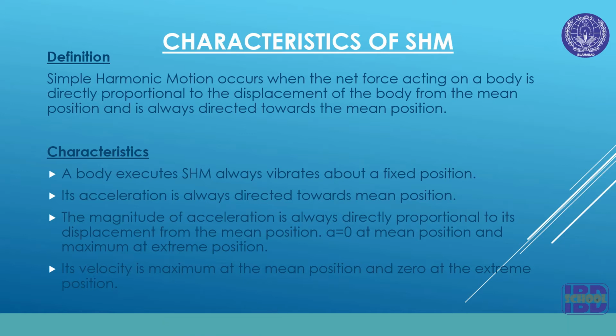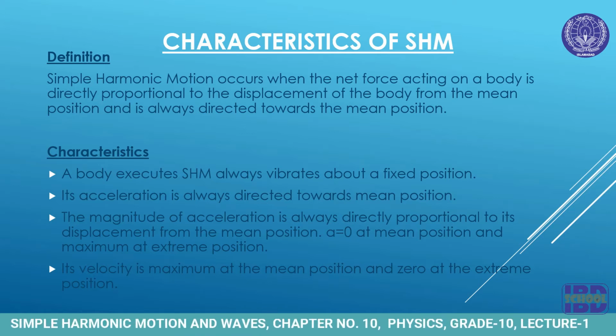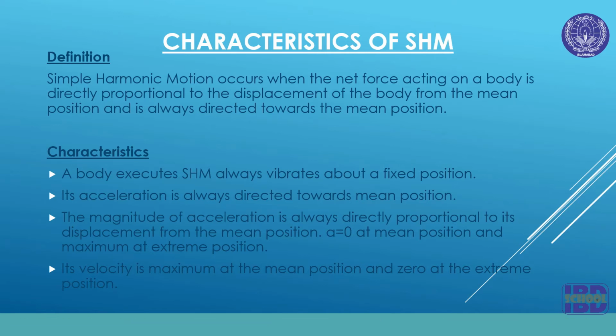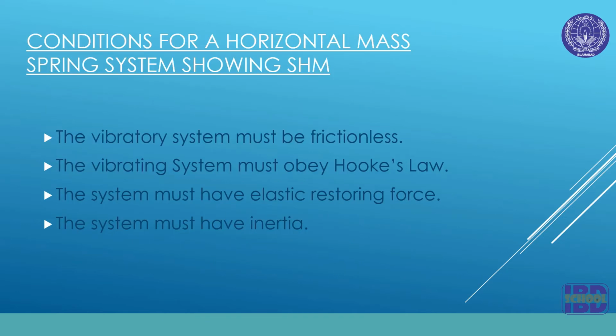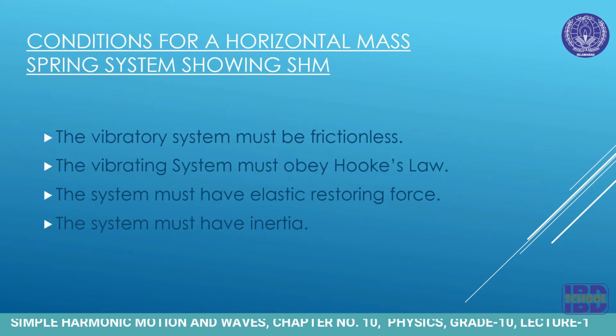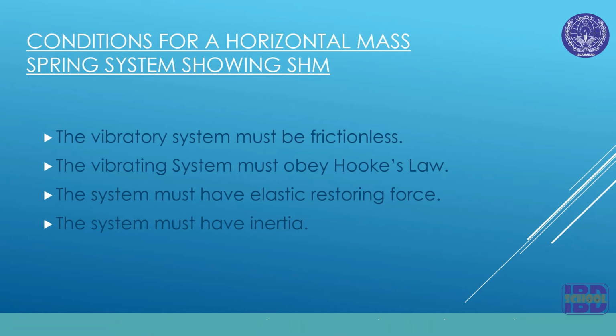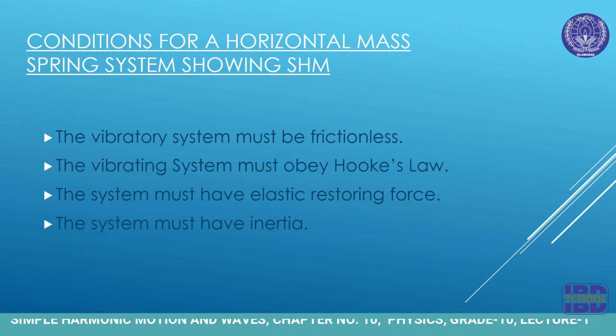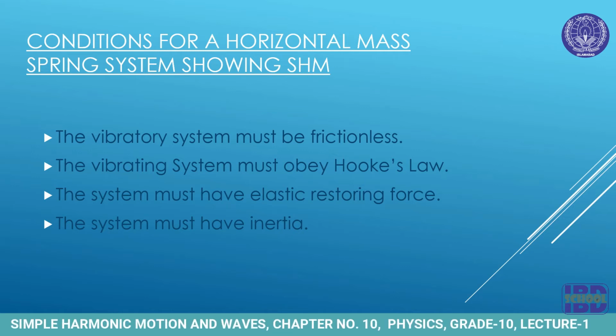Let's study a body which is attached to a spring, and let's see the motion of this body and prove whether it is having a simple harmonic motion or not. Before studying that situation, let's see the conditions for simple harmonic motion executed by a mass which is attached to a spring. First condition is the vibratory system must be frictionless.